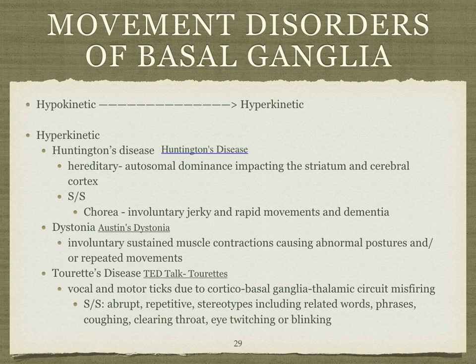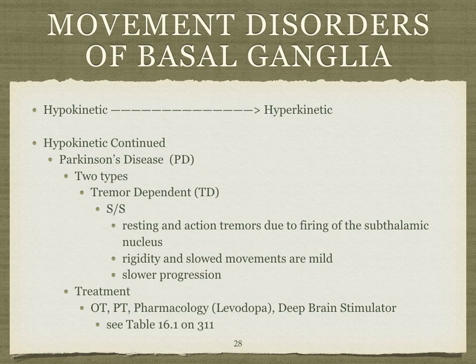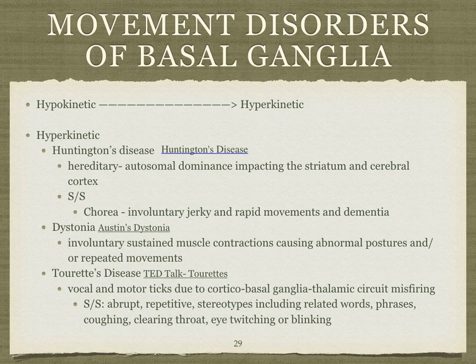So hyperkinetic is the opposite. We're going to see overactive movements, and one of them is this big one we know, Huntington's disease. Please click on the link to watch, but Huntington's disease is this hereditary condition that is autosomal dominant, and specifically impacts the striatum and our cerebral cortex. This is where you're going to see chorea. This is constant jerky involuntary movements, and you also see dementia related with this degeneration, with this condition.